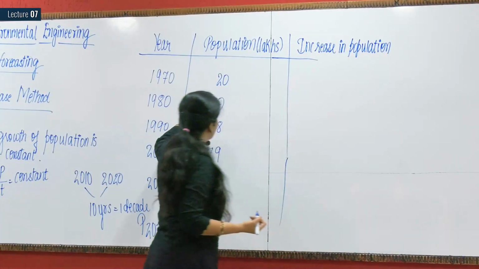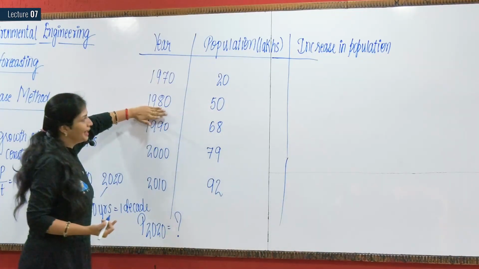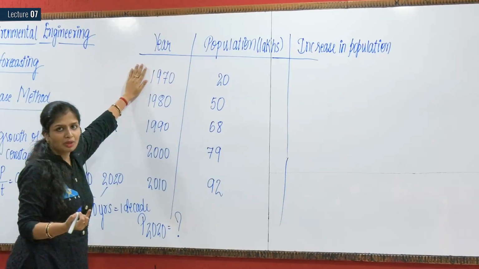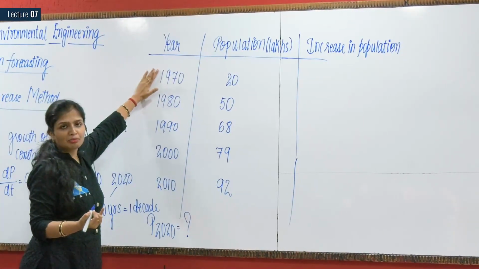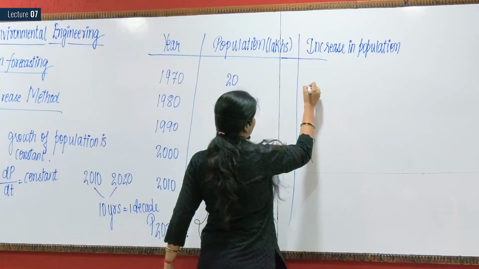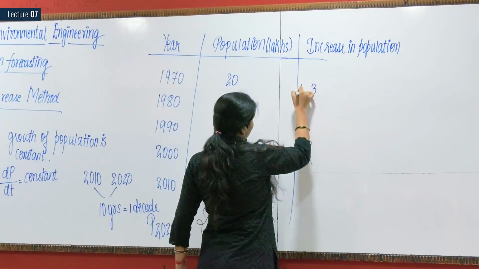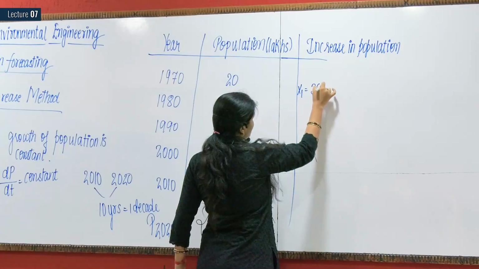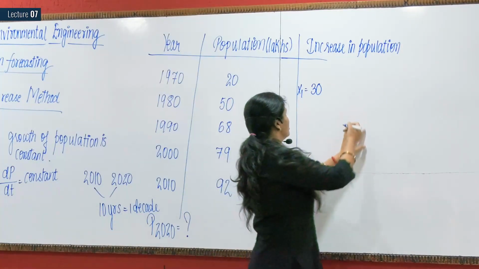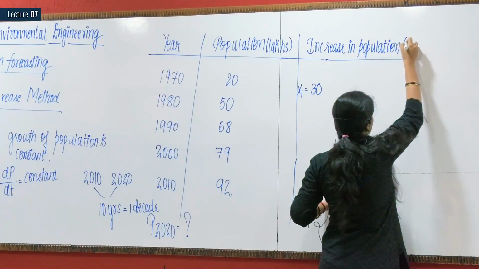How can you calculate it? See, the 1980 population was 50. The 1970 population was 20. So what was the increase in population from 1970 to 1980? It was 30. Let me call it x1. So it was 30. These are in lakhs. Fine. This is also the increase in population, also in lakhs.